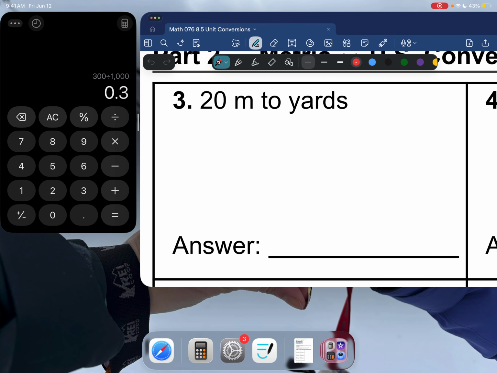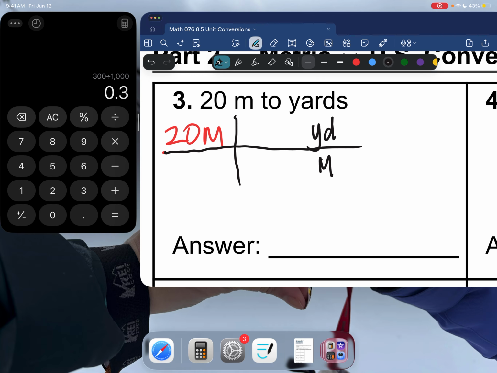We're starting right here. I'm skipping the first section. It's not super relevant. I'm starting with 20 meters, and I'm trying to go to yards. So I'm going to do my conversion table that we've been working on. In my denominator, I want my units of meters to cancel, and I want to go to yards.